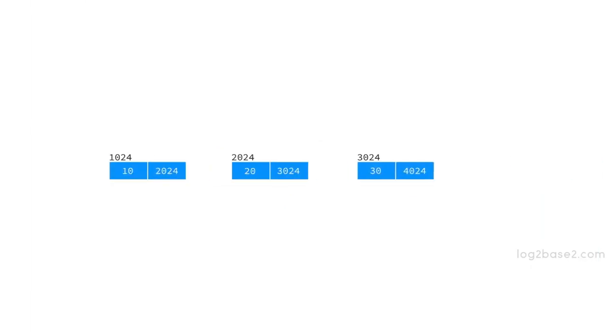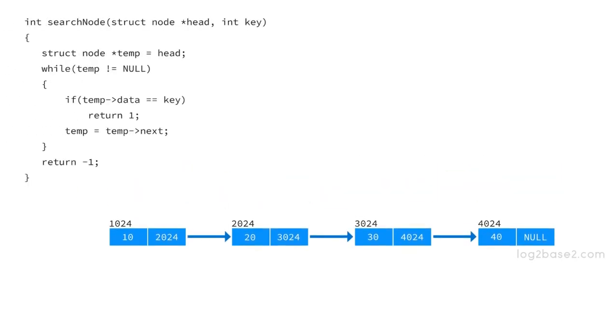So we have a singly linked list with 4 nodes with values 10, 20, 30 and 40, and this is the code to implement the program. The function searchNode will be doing the search operation and returns the result of the search. We are passing the head of the linked list and the key to be searched into the function.